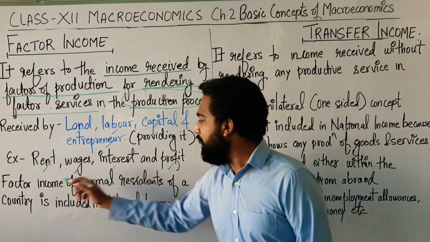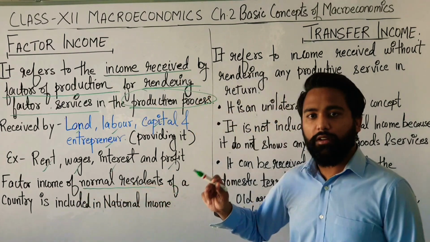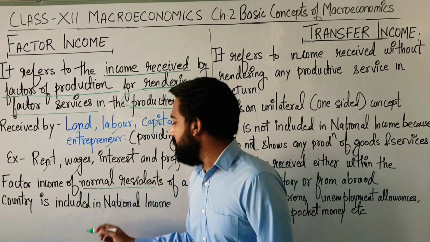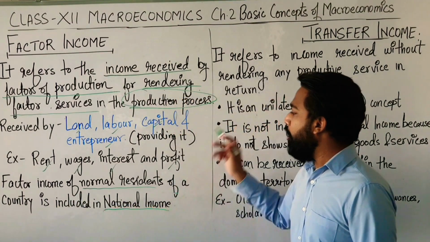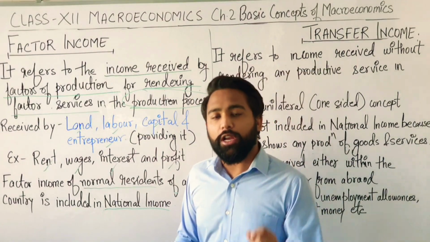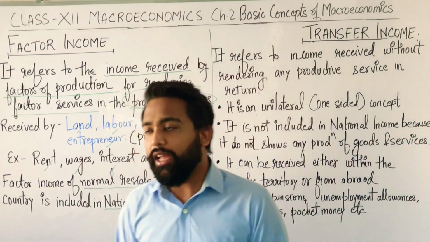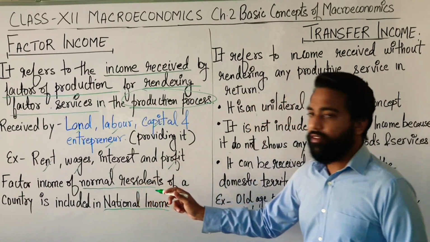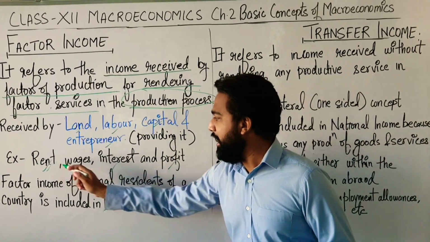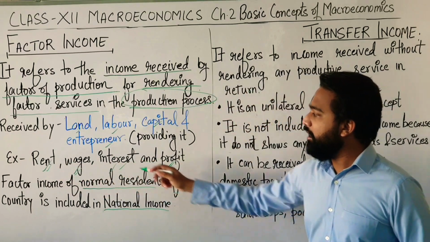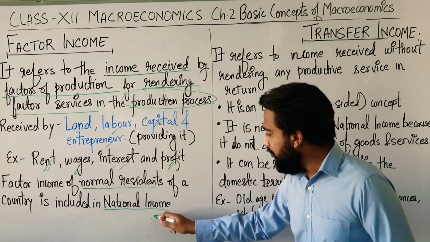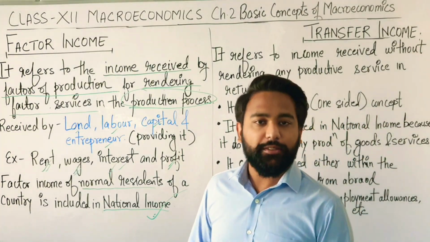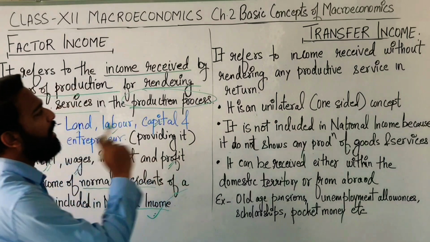Now, factor income of normal resident. Normal resident, you already know. A normal resident of a country is included in national income. All those people whose economic interest lies within the country are called normal residents. Now, if a normal resident of our country is having rent, wages, interest and profit, then these things will be included in the national income of our country. Is that clear, students?